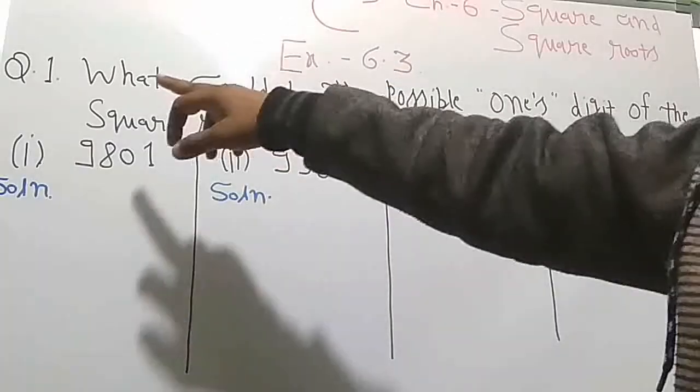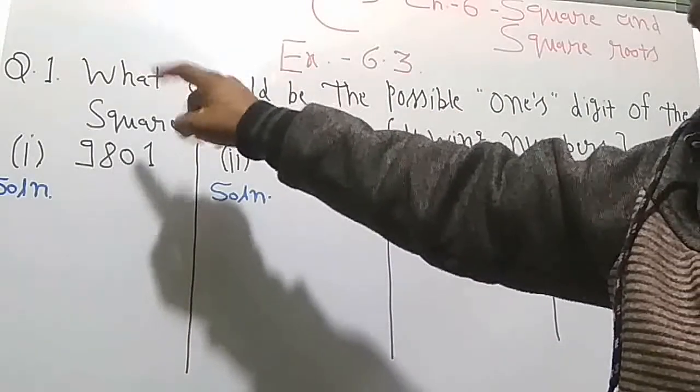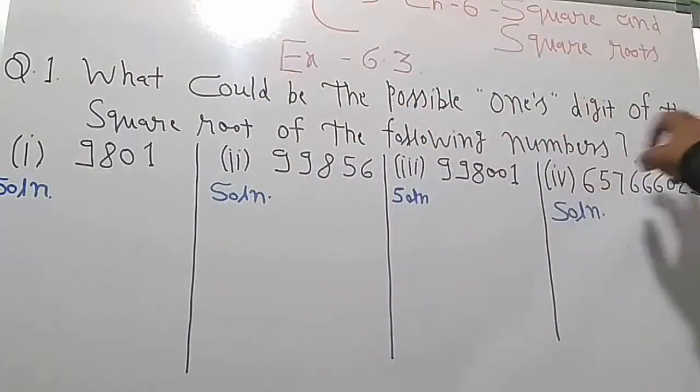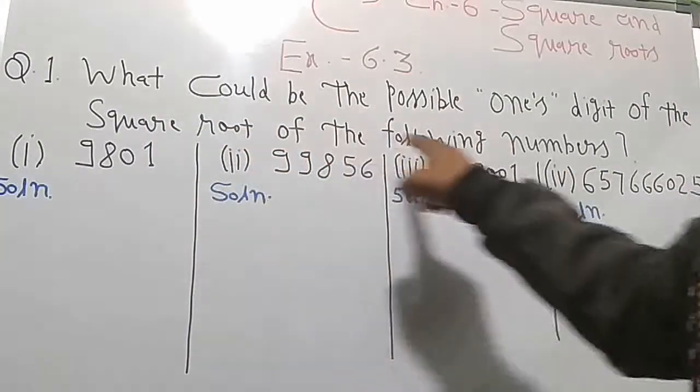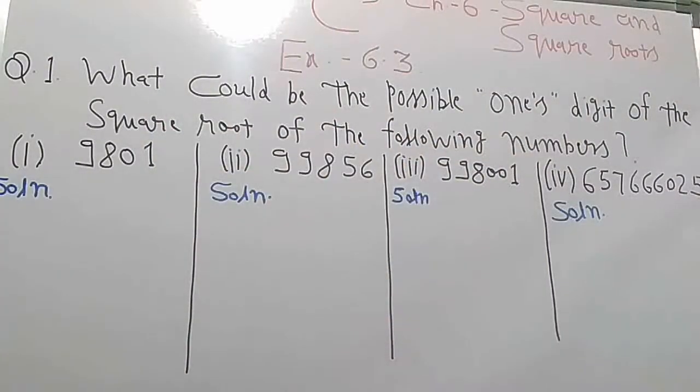We are going to solve question number 1 of exercise 6.3. Question number 1 is: what could be the possible ones digit of the square root of the following numbers. Here we are talking about the ones digit only.